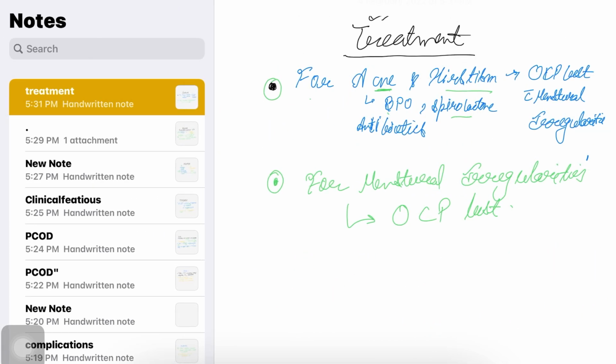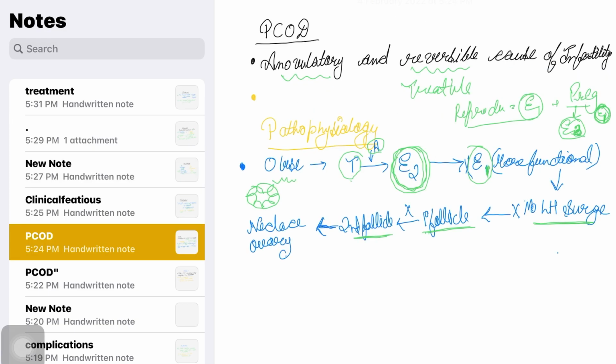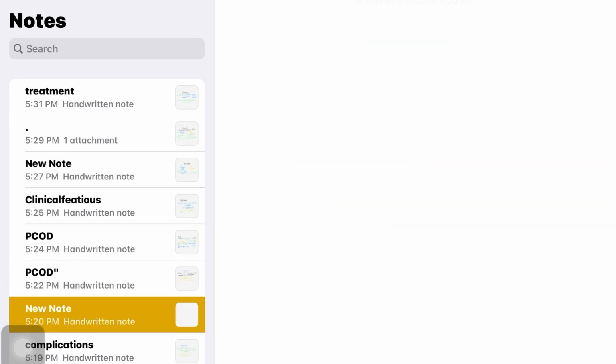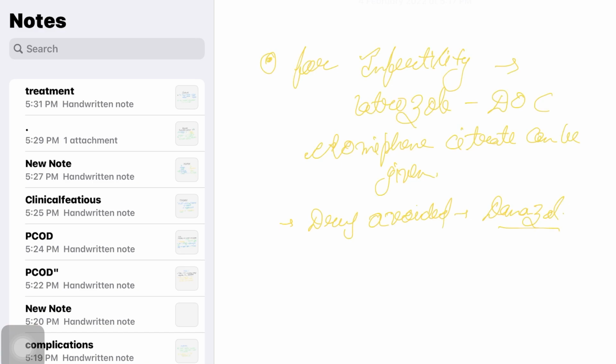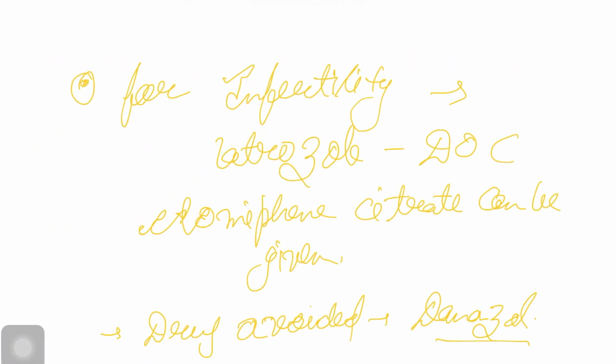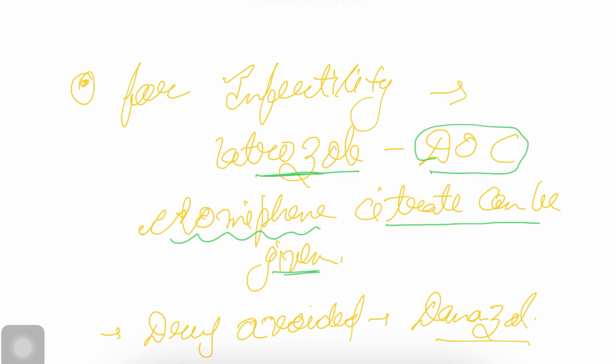And for infertility, the treatment is letrozole. Letrozole is the drug of choice, but clomiphene can be given. The drug that should be avoided is danazol. Why should danazol be avoided in PCOD? Because the side effect of danazol is hirsutism.